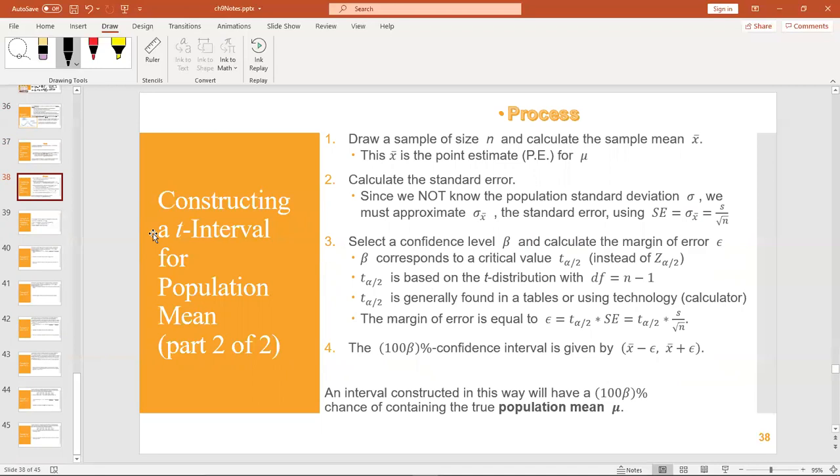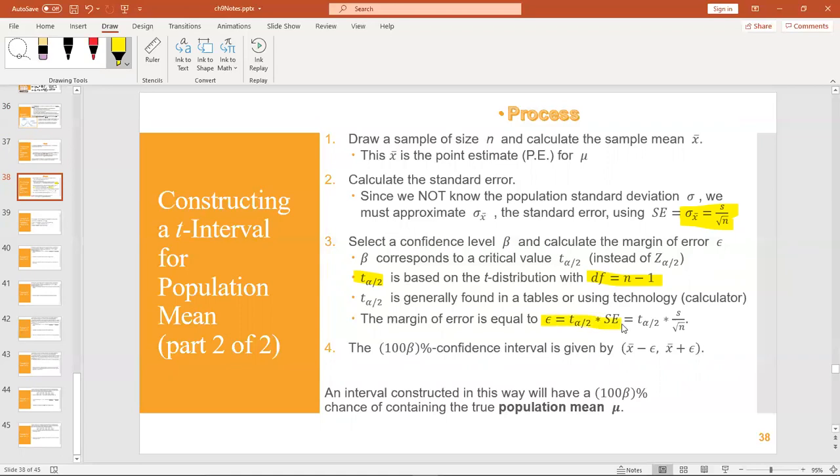Since we don't know the population standard deviation, we approximate it by doing s over square root n, where s is the standard deviation of the sample. Then you pick a confidence level. Instead of a z alpha over 2, it's actually t alpha over 2. Like I mentioned before, that's based on degrees of freedom, which is just 1 less than the sample size, n minus 1. You can find t alpha over 2 with the calculator.